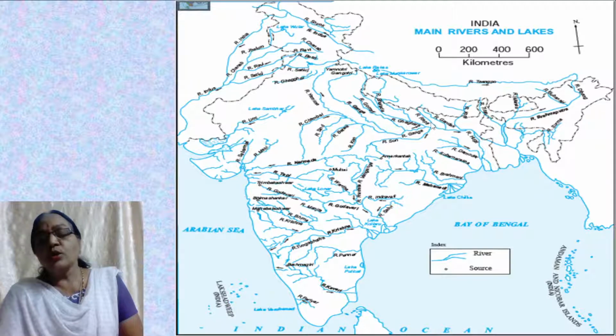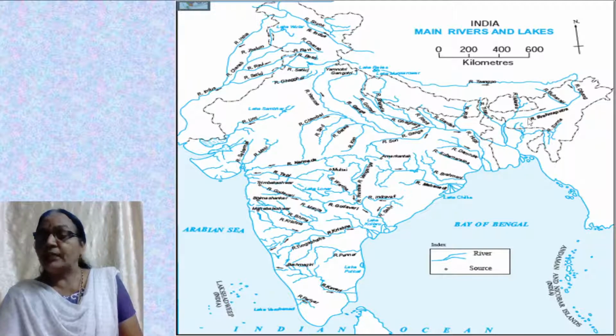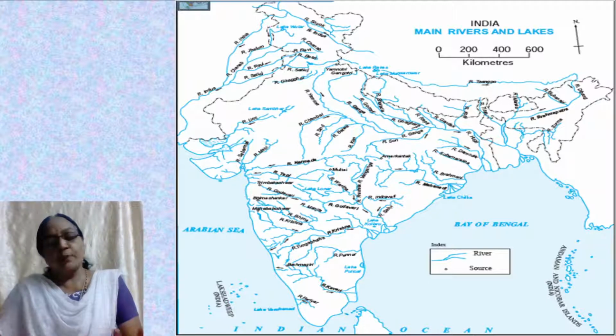Before it opens into the Bay of Bengal, the river Ganga is joined by another tributary, that is the Brahmaputra. Brahmaputra in the Himalayan region is known as Sangpo, and then it crosses over through Arunachal Pradesh. In Bangladesh it's called Padma, and when it enters India, it is known as Brahmaputra, and Brahmaputra now joins the river Ganga and it opens into the Bay of Bengal.